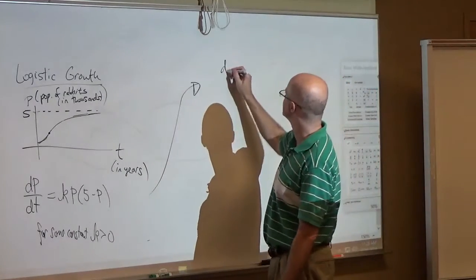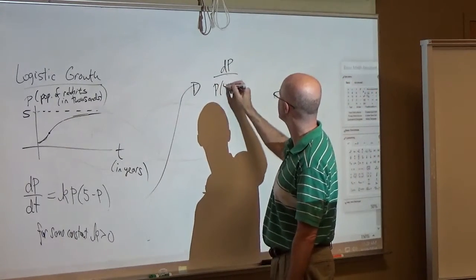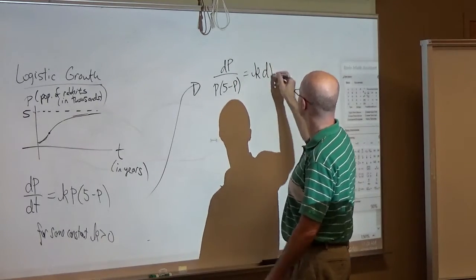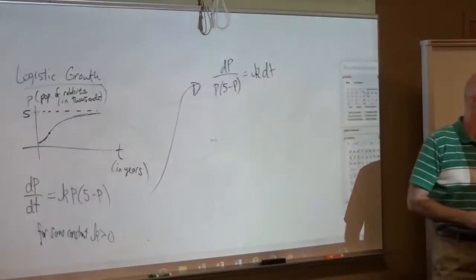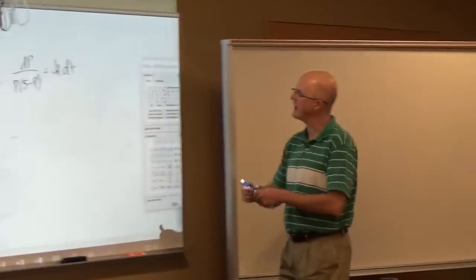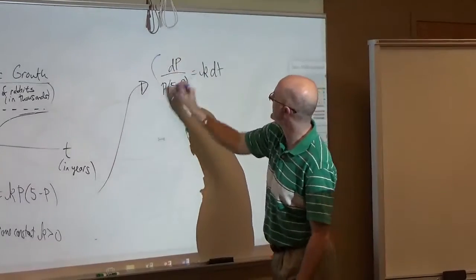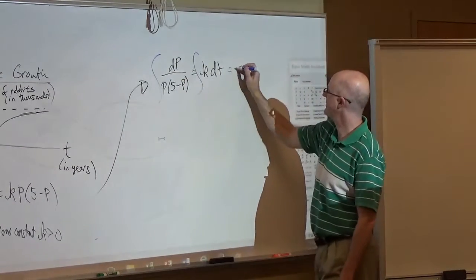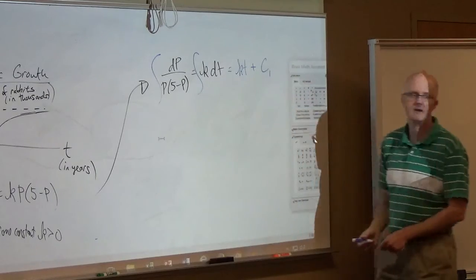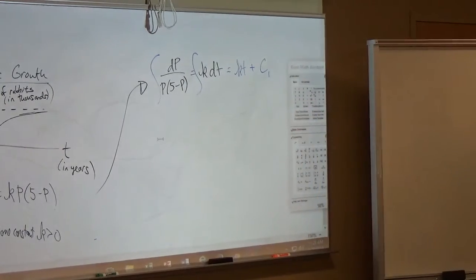It's going to look like this after separation of variables. Got all my p's on the left and all my t's on the right. Now, again, you start to get the urge to integrate, so go ahead and integrate. That integral is easy to do. kt plus c, maybe I should call it c1. Maybe it won't be my final c.